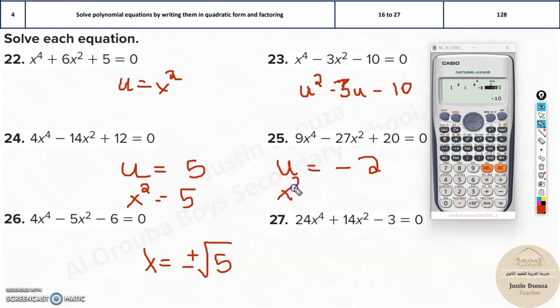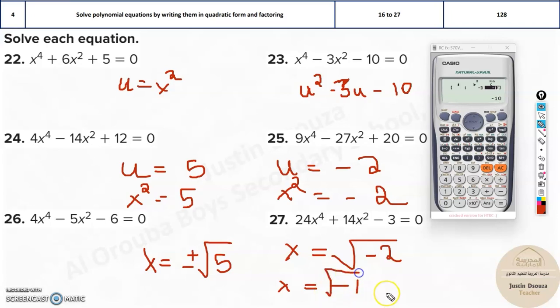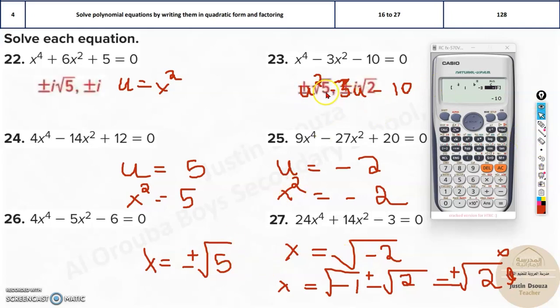And what about over here? X squared equals negative 2. Whenever you have negative 2, it will be root of negative 2, which is not possible. You have an imaginary number. So x is equal to plus or minus root 2 i. So this would be the answer. The answers are 4 over here. You can see the answer over here. It's plus or minus root 5 and plus or minus i root 2.